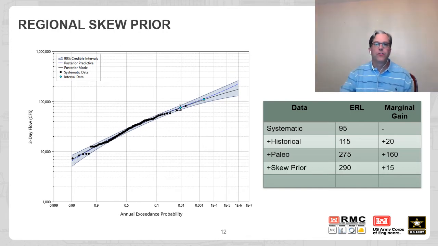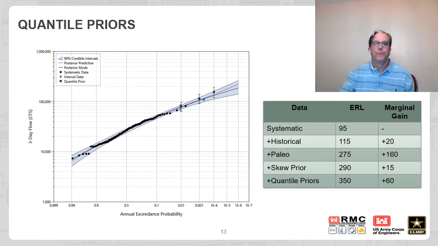Next, we add information from a regional skew study that's input as a prior distribution on the skew parameter in BestFit. When we do this, we get an additional 15 years of effective record length, increasing our total effective record length to a value of 290. Finally, when we add some precipitation frequency rainfall runoff analysis information as a quantile prior distribution in BestFit, we gain another 60 years of effective record length, resulting in a final effective record length of 350 years.